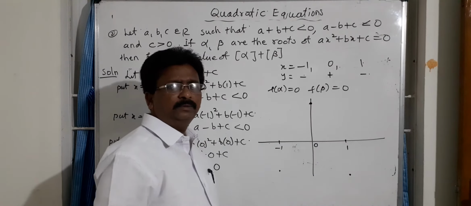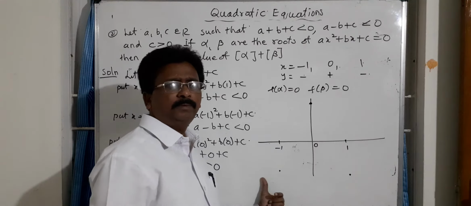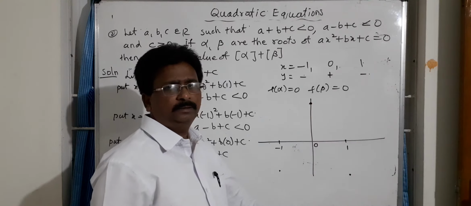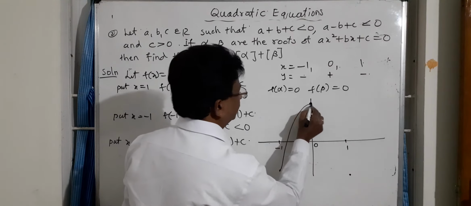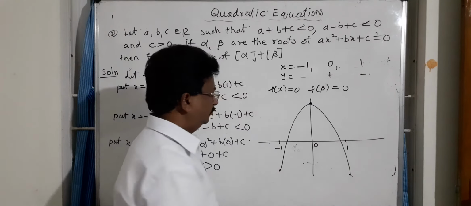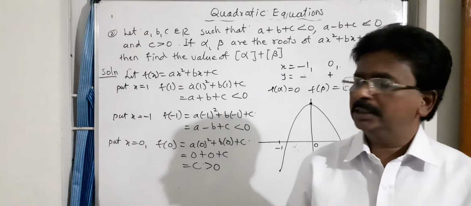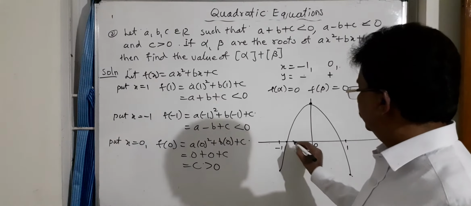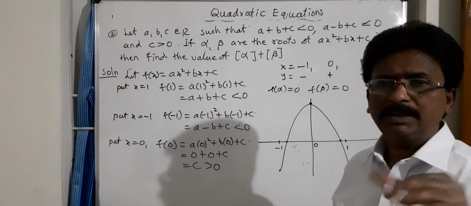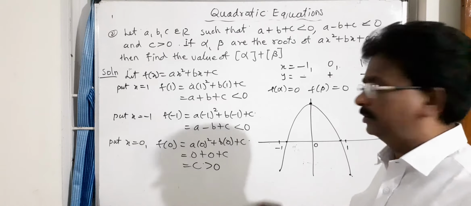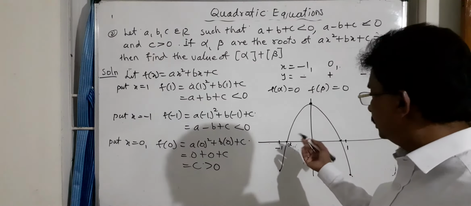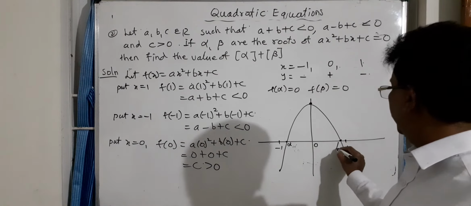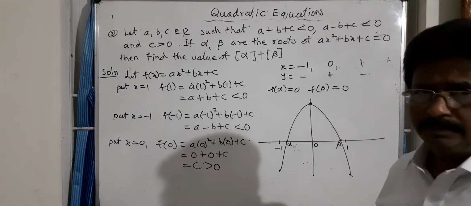So how can you join the points? First point, second point, third point. So therefore the graph comes like this. Now this crossing point represent the roots of the equation. So here x coordinate is alpha, y coordinate is 0. Here also x coordinate beta, y coordinate 0.